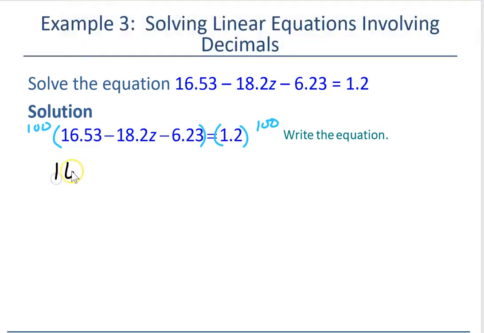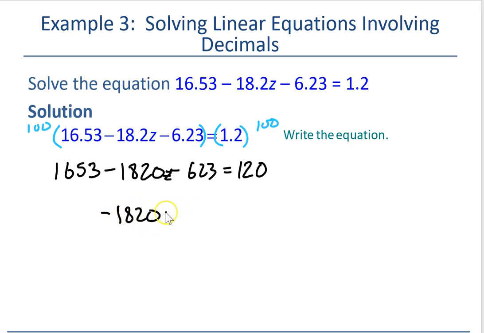And rewrite. So I've got 1,653 minus 1,820, sorry, 1,820z minus 623, all equal to 120. And don't forget your variable like I did there. Okay, you've got 1653 minus 623. That's going to give us a positive 1030, so that's going to be a negative 1820z plus 1030, all equal to 120.